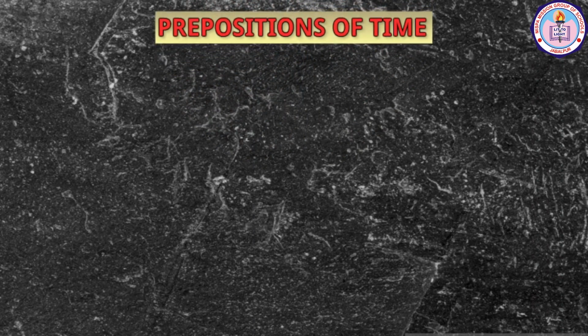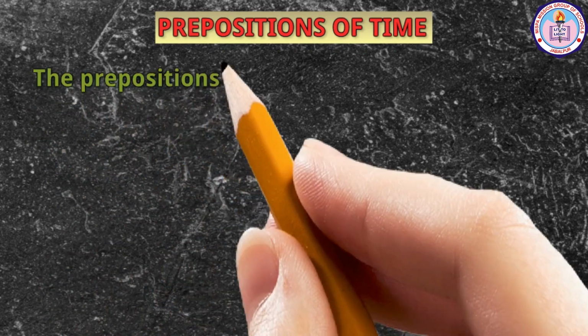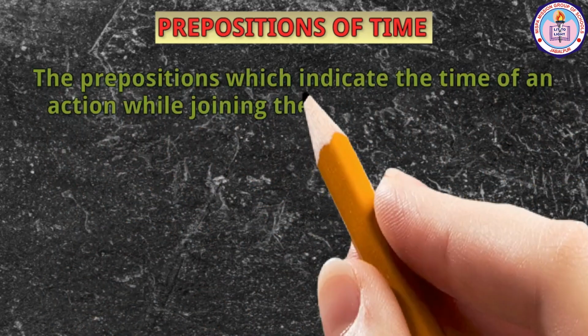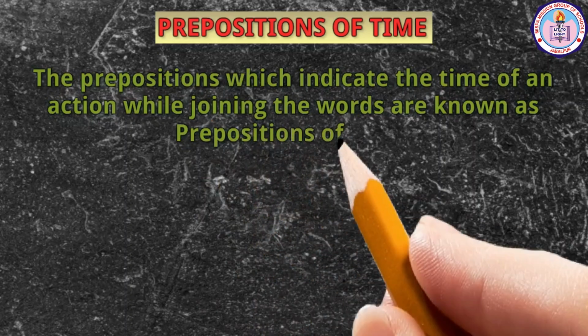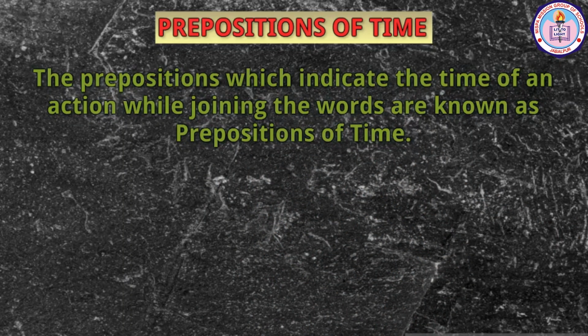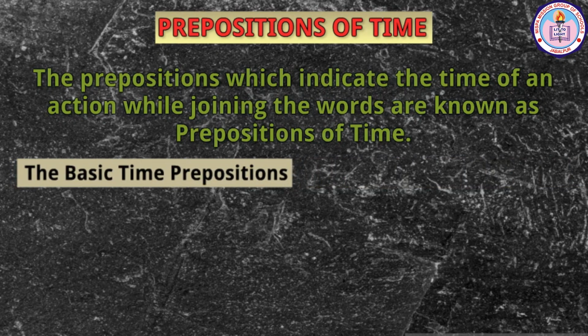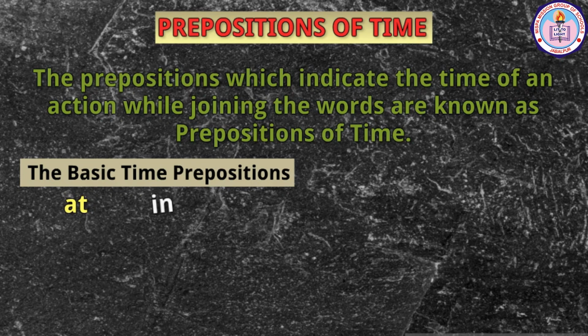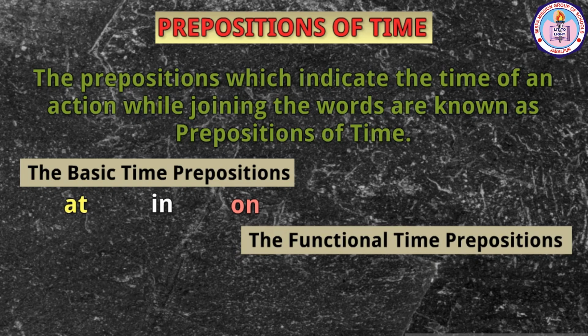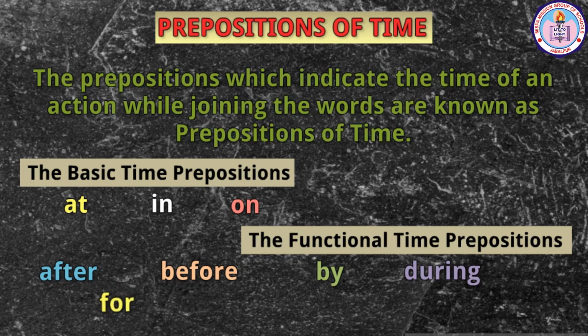The fourth type of prepositions are prepositions of time. The prepositions which indicate the time of an action while joining the words are known as prepositions of time. There are two types of time prepositions in English. The first one is the basic time prepositions such as at, in, and on. Secondly, the functional time prepositions such as after, before, by, during, for, from, in, to, and until or till.